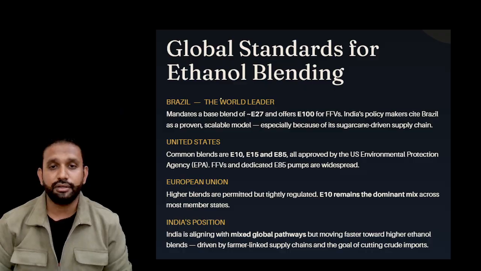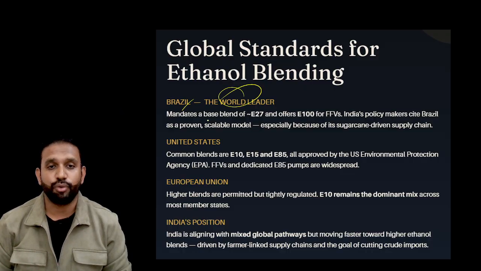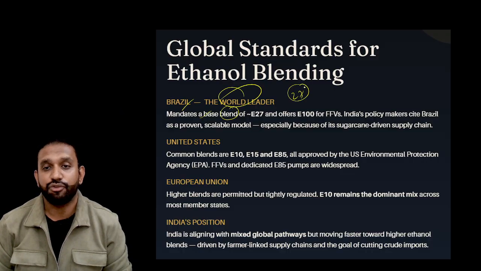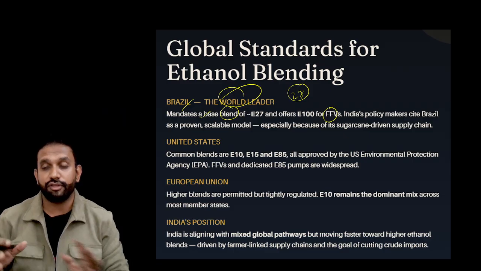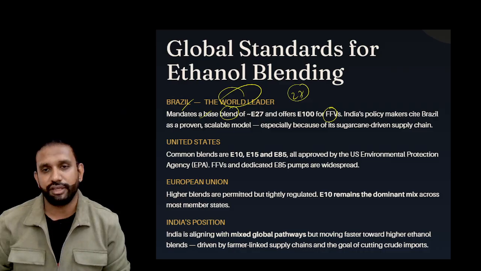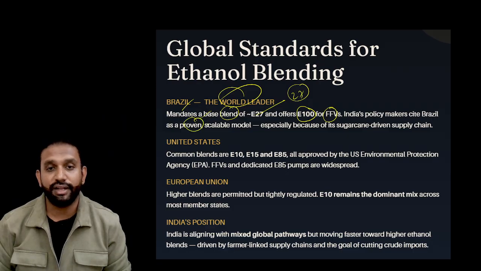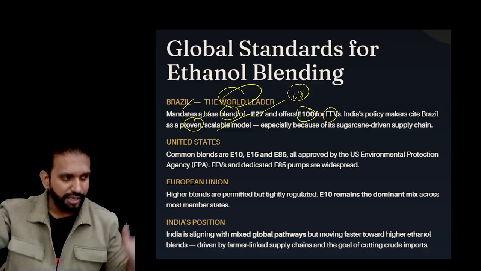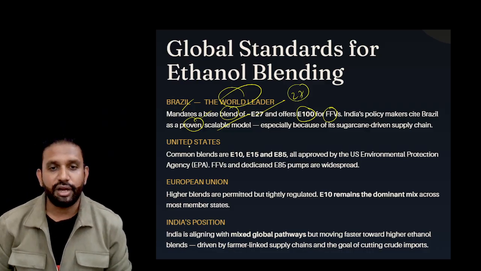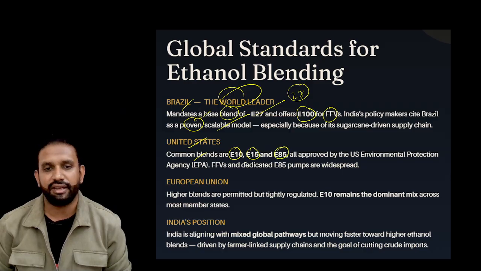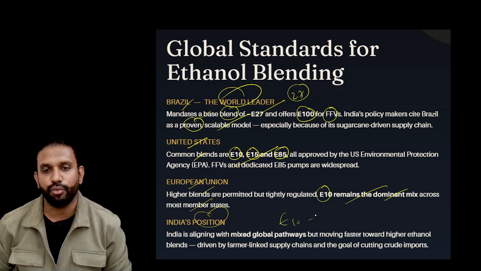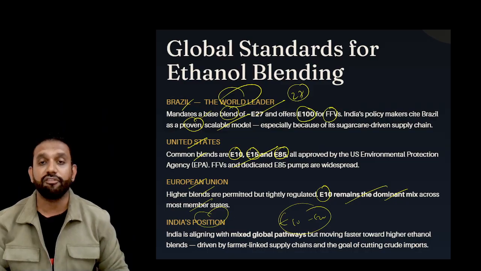Global standards are very important. Brazil is a world leader. Please remember this point. Brazil mandates a base blend of minimum 27% blend, and for flex fuel vehicles, vehicles that can use both blended ethanol and also CNG, whatever it is. E100 is also there. So Brazil is a leader. It has a proven and scalable model record. Study Brazil, implement it in India, khatam. In the United States the common blends are E10, E15, and E85 is also used a lot. In the European Union E10 remains the dominant mix across all member states. India's position is what? We have gone from E10 to E20. So we are also scaling very well with regard to this blending.